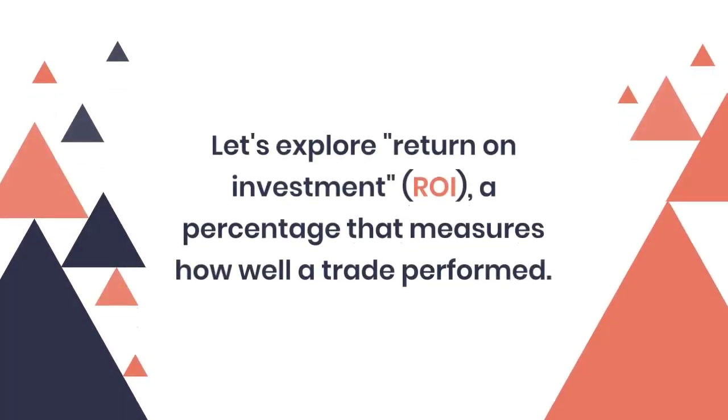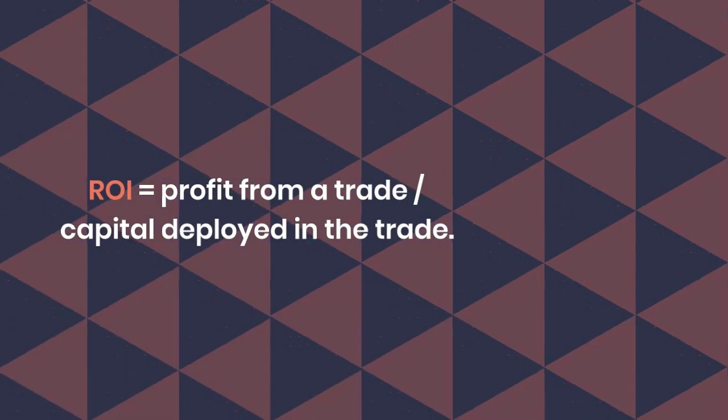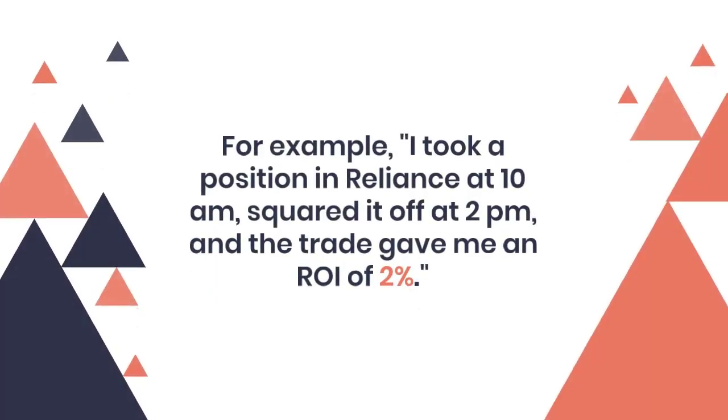Let's explore return on investment, ROI, a percentage that measures how well a trade performed. The formula for ROI is the profit from a trade divided by the capital deployed in the trade. For example, I took a position in Reliance at 10 a.m., squared it off at 2 p.m., and the trade gave me an ROI of 2%.